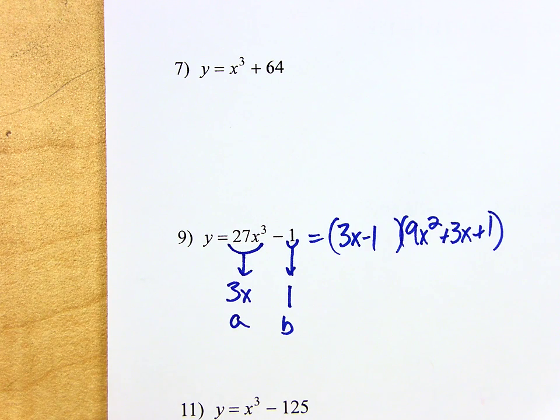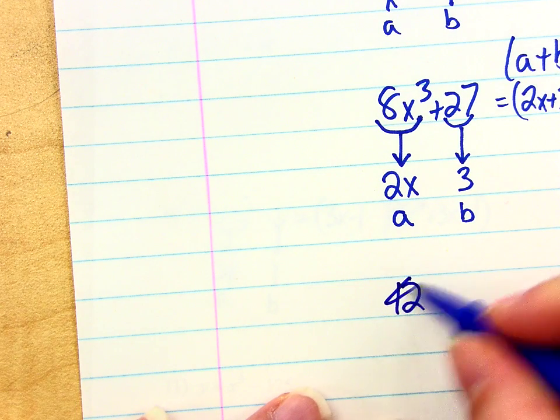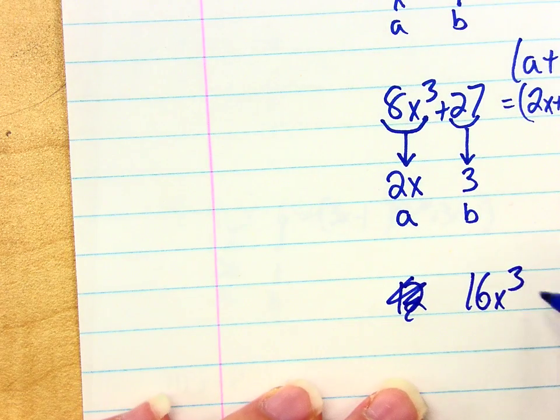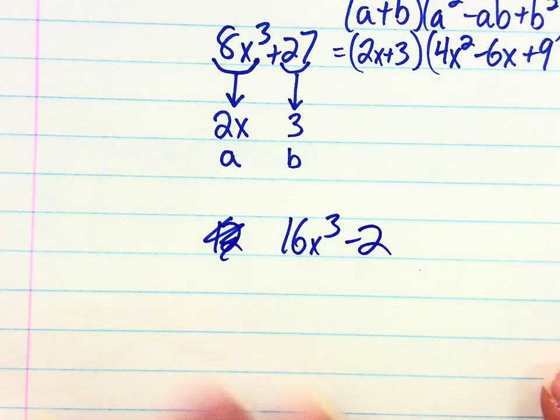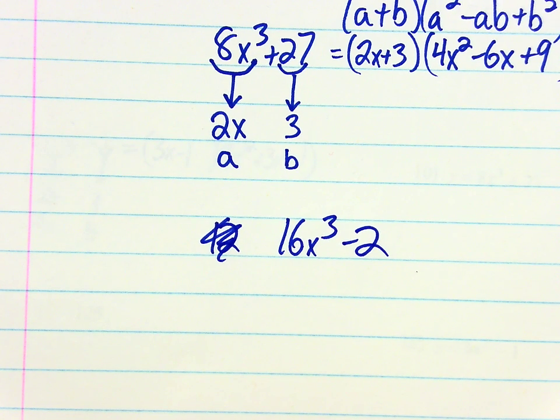Let me just do one more example that I'm going to make up. So let's try this. Say I asked you to factor this. 16x cubed minus 2. Well, if you try and jump into the difference of two cubes, you run into a snag right away, because is 16 a perfect cube? Is 2 a perfect cube?